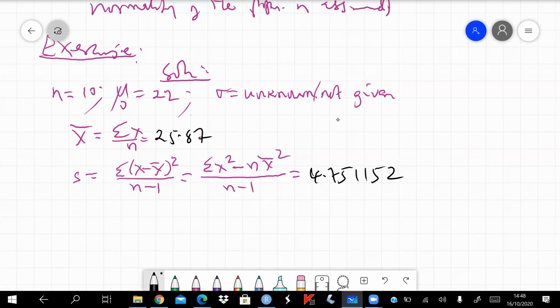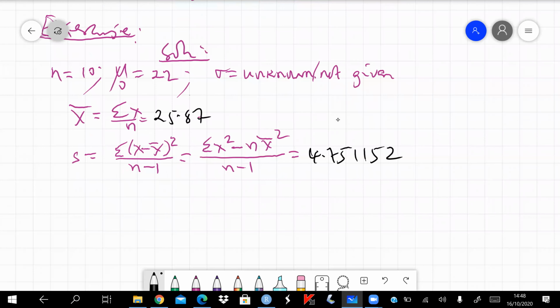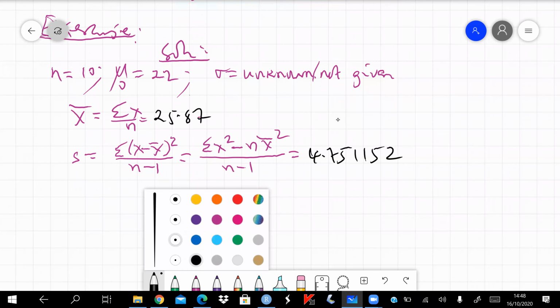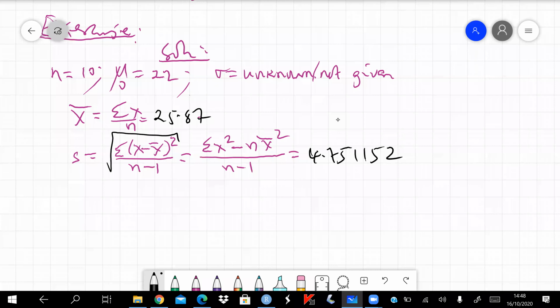which is 25.87. And then S, the standard deviation, for which we need a square root here. We have square roots there. So the answer is 4.751152. We have obtained the answers in R in the background. So using this information, we need to test the hypothesis.